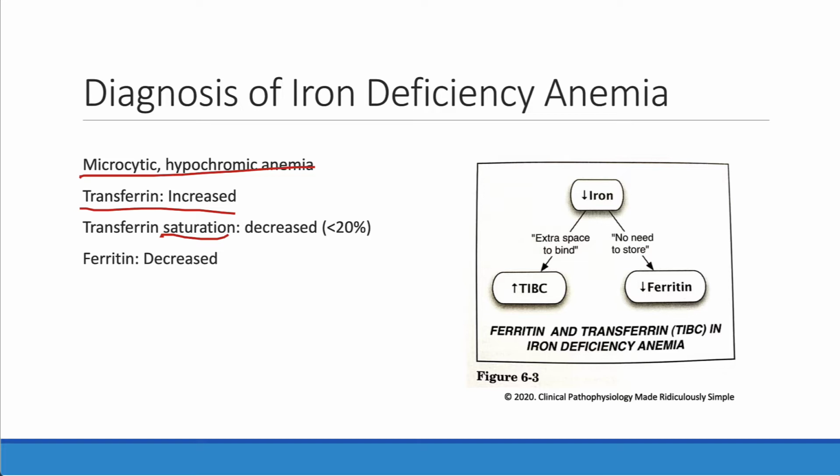Okay? And then, of course, ferritin is decreased. And ferritin is the storage form. And so when the ferritin is decreased, that happens because there's not enough iron to put into storage. All the iron that's around is being used to make new red blood cells. Okay? Makes sense?